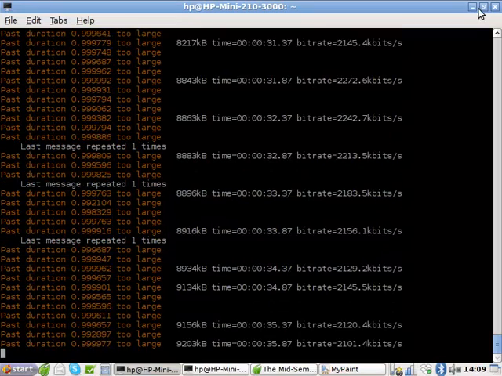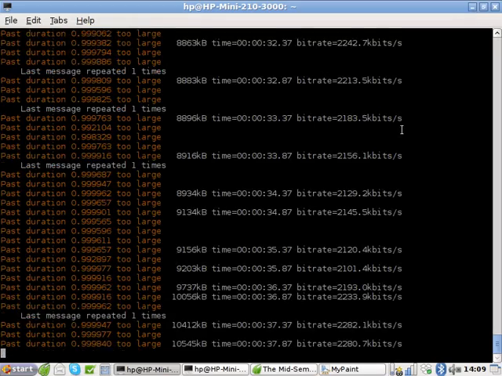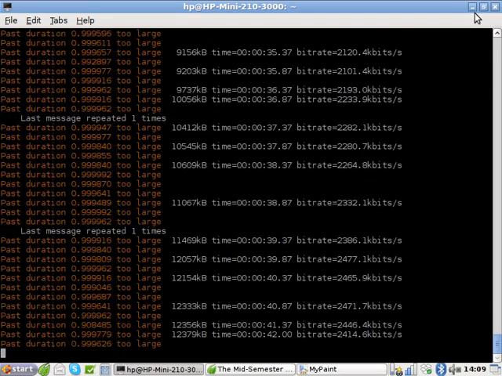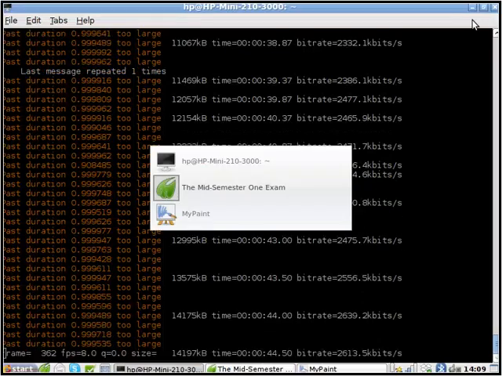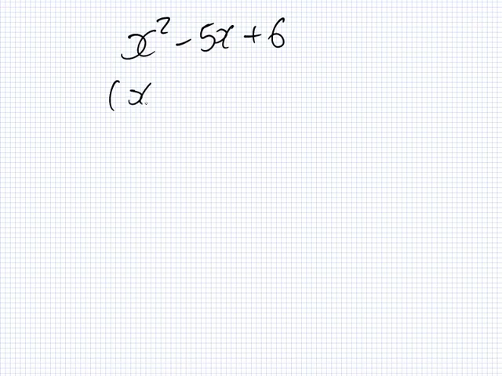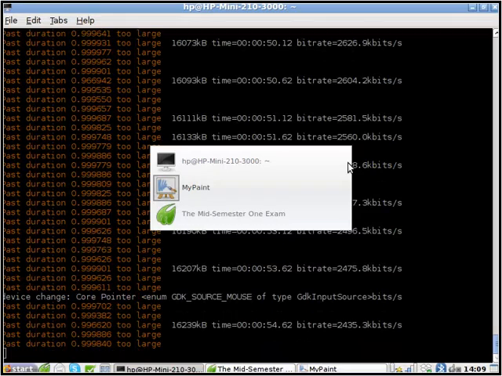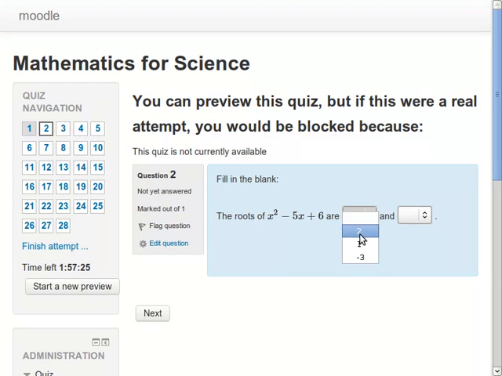Let me just minimize this one and close this one. x squared minus 5x plus 6. That's x minus 3, x minus 2. So x equals 2 or 3. So 2 or 3 then.